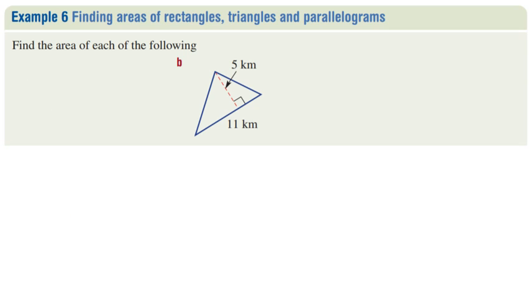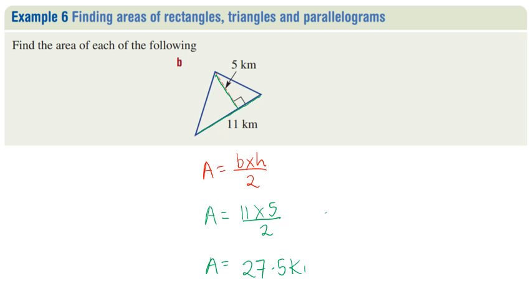To find the area of this triangle, I write out the formula. Area equals base times height divided by 2. And then I put in the values. So the base of this triangle, it's on its side a little bit, is here. So 11 times the height up here, which is 5. And then divide by 2. Pop that in the calculator and the area is 27.5 kilometers squared.